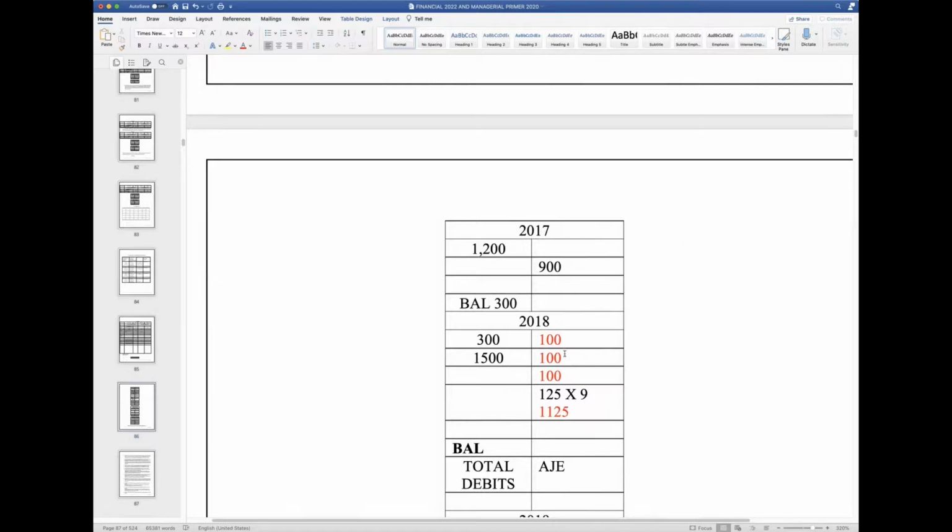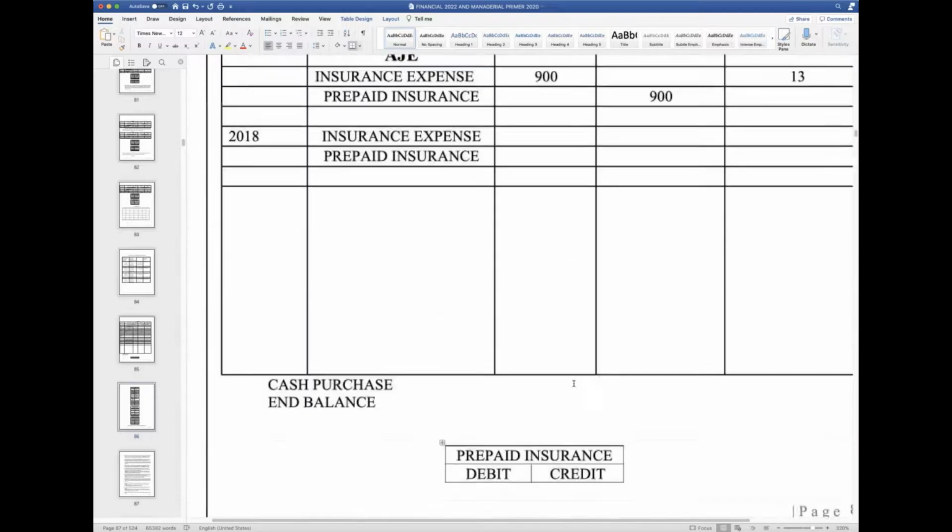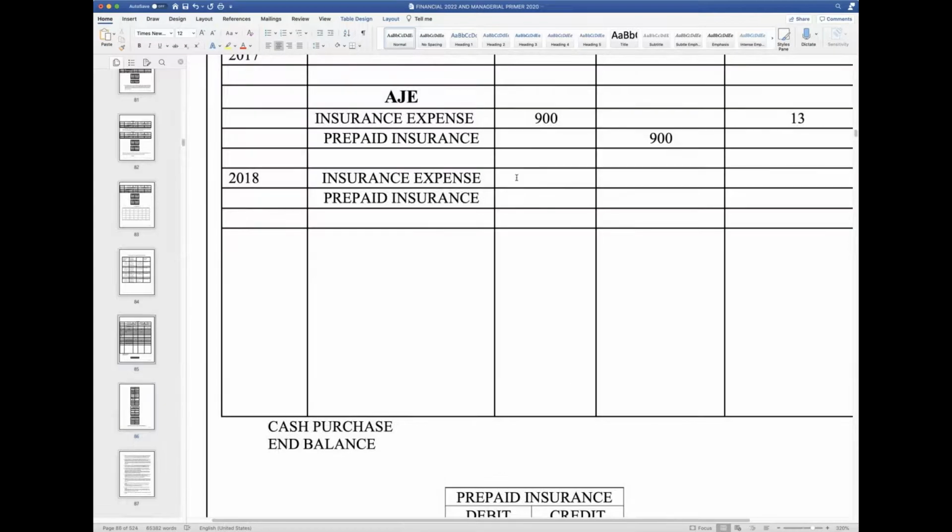So you pay 100 for 3 months, then you start paying 125 a month. So when we add these together, what's our total expense going to be? Hold on. 125. What's that? 1425. So the adjusting entry in 2018 is going to be 1425. You got to do a little bit more work when you get to that second year.